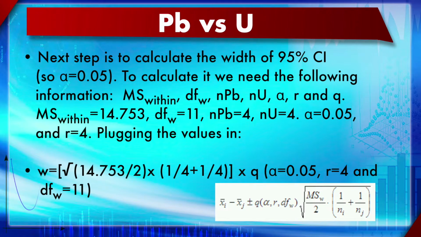Then the total number in the lead group is 4, while the uranium group is also 4. Alpha is 0.05 and R is 4, because there are 4 groups. Plugging into the same equation, it's direct, you can simply solve it, and you will get the answer for that particular thing.